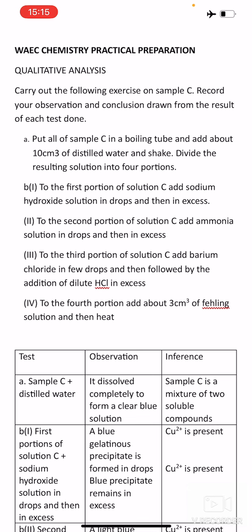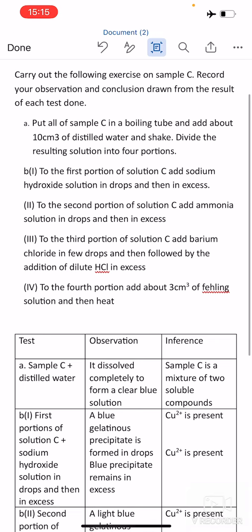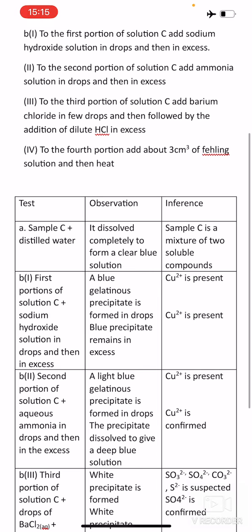So look at this question, and apart from looking at this question, it is also very important for you to look at how I answer them. And how do I answer them? Look at the question and let's just go to the table. So let's look at the first one. That's sample C plus distilled water.